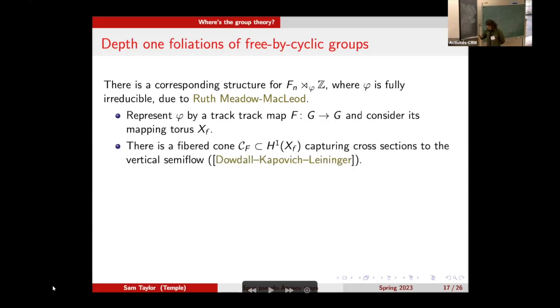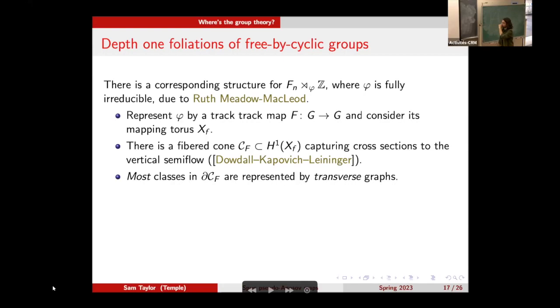Okay, so the first part of the story is that Dowdall, Kapovich, and Leininger showed that there's essentially a fibered cone theory. There's this beautiful analog of understanding the various ways that your free by cyclic group can split as a semidirect product in a totally analogous way to understanding how a three manifold fibers over the circle. This is part of a longer story, but one thing they produce is one of these fibered cones where the classes in the cone are represented by these cross sections of what is now a semiflow.